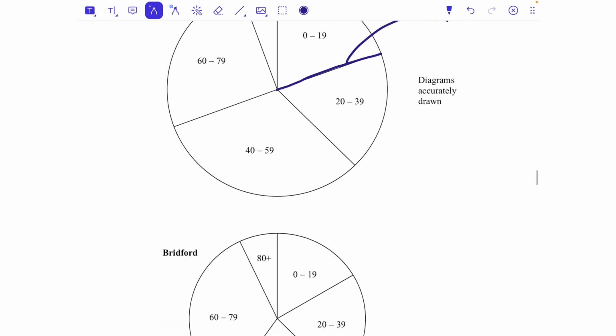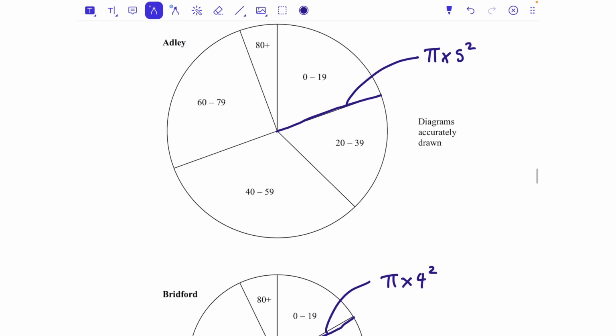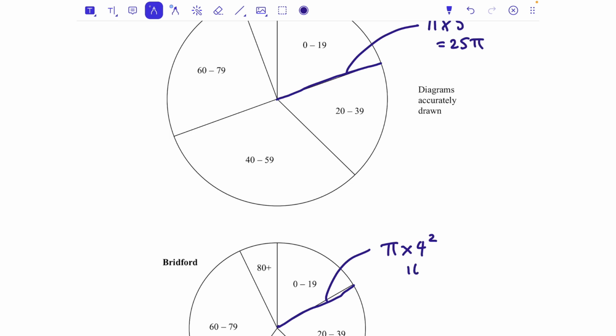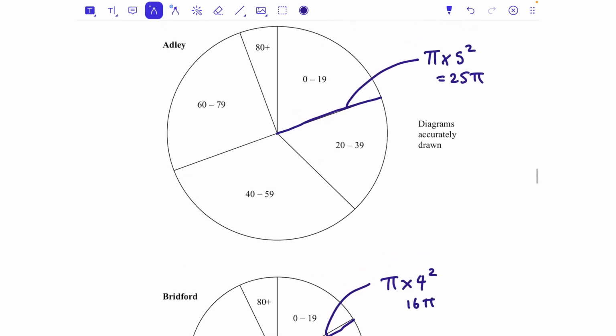With the bottom one, this radius is 4. So to get the area of this circle, it's going to be pi times 4 squared. Okay, so that's 25 pi for this one and 16 pi for this one. Now it says that the angle for 0 to 19 on Adley is 70 degrees. So measuring that with your protractor, you should get that that is 70 degrees.